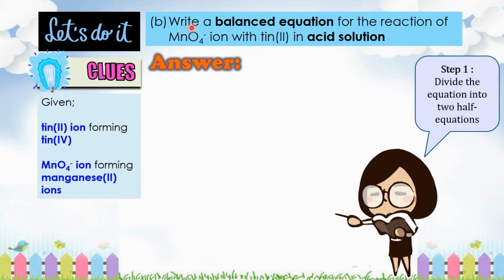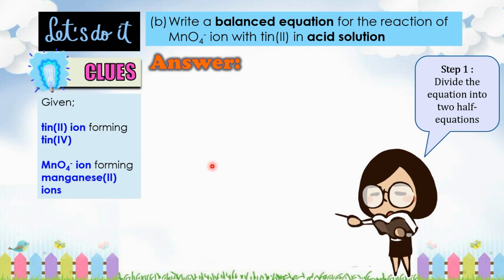Next, for question B, write a balanced equation for the reaction of MnO4 minus ion with tin 2 in acid solution. So the keyword from the question here is tin 2 ion forming tin 4. And the other one is MnO4 minus ion forming manganese 2 ions.